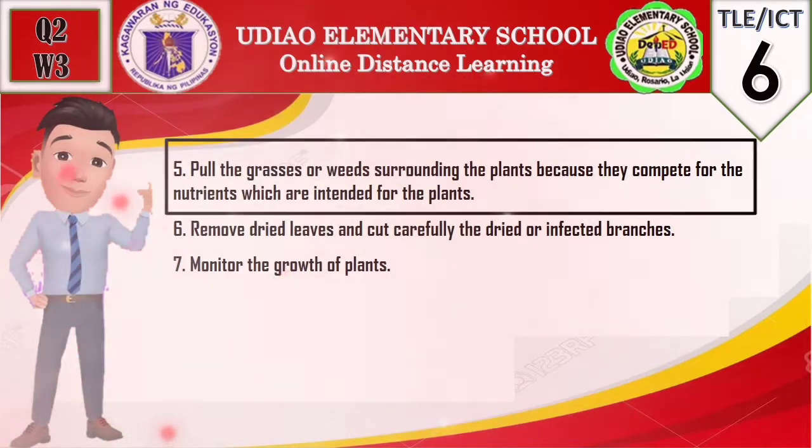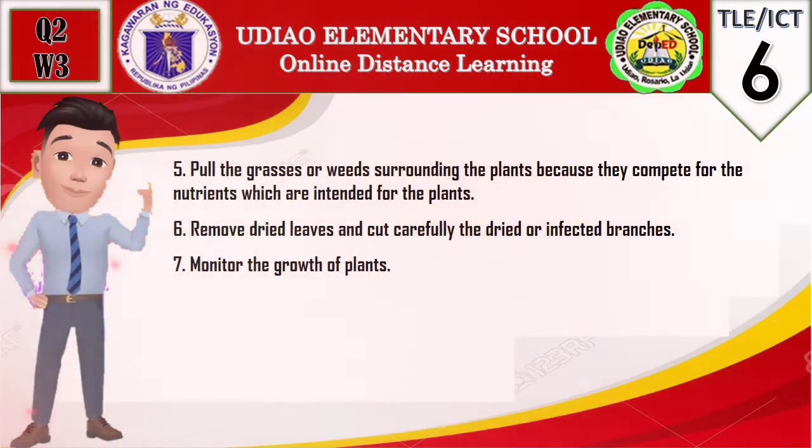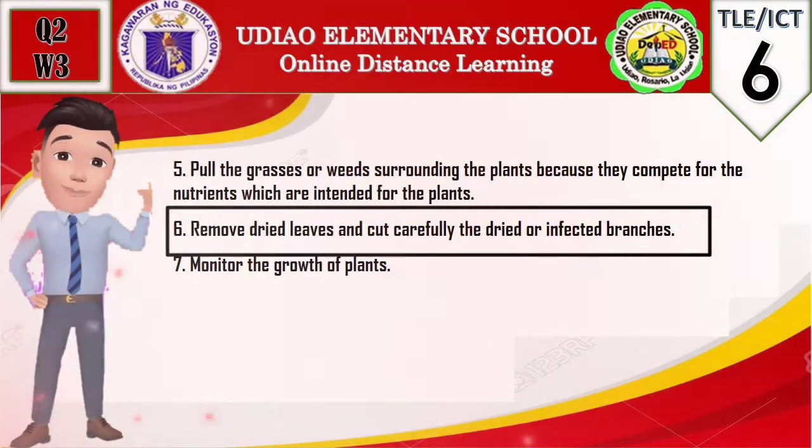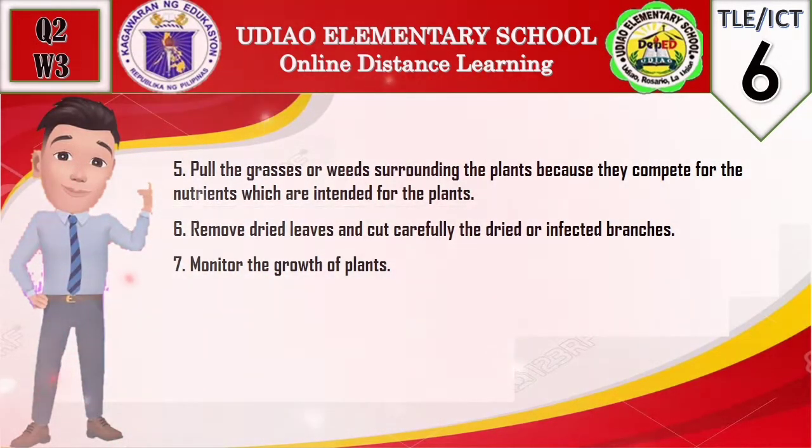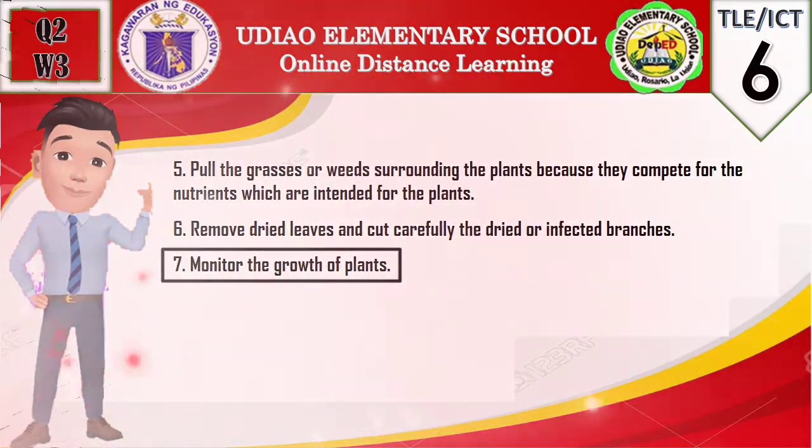Number 5, pull the grasses or weeds surrounding the plants because they compete for the nutrients which are intended for the plants. Number 6, remove dried leaves and cut carefully the dried or infected branches. And number 7, monitor the growth of plants.